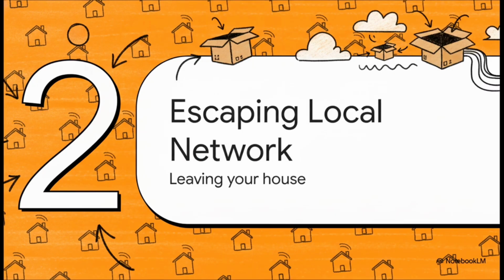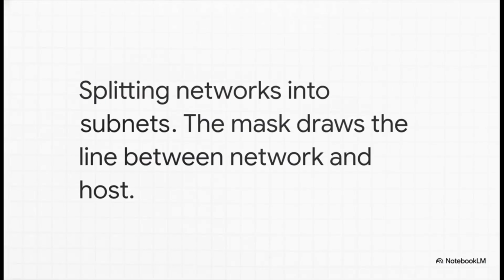Which brings us perfectly to Phase 2, escaping the local network. Our data is all packed up, but how does it actually prepare to leave the house? First off, it needs to understand the boundaries of its own neighborhood. That's exactly where subnetting and CIDR come into play. Basically, this is just a process of splitting massive networks into smaller, manageable subnets.